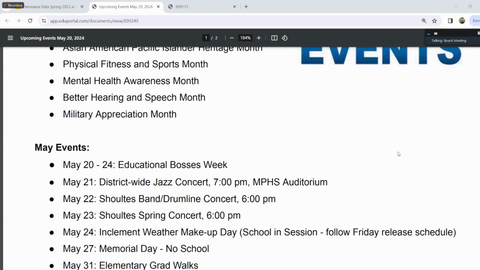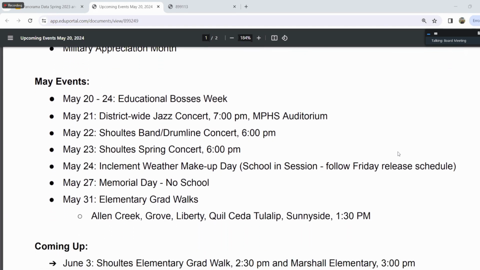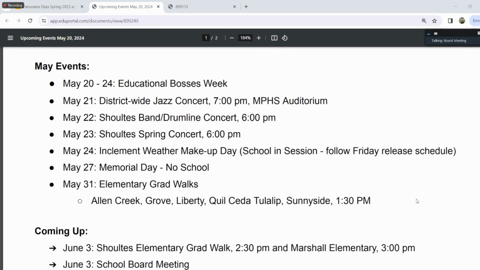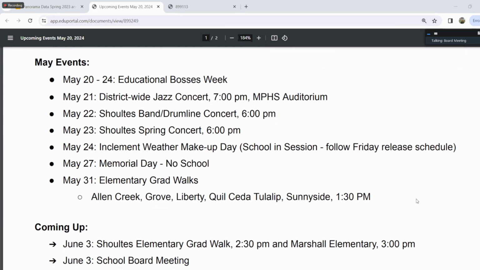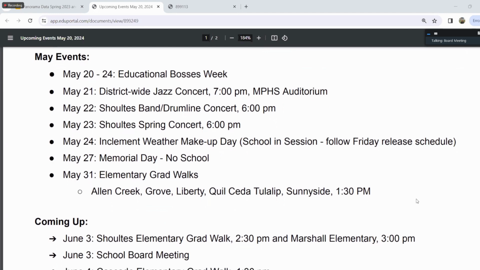I do want to remind everyone that this Friday, May 24th, is a makeup day for that inclement weather day that we lost back in January. So Friday is a school day. It's a school day for staff. It's a school day for our students, and we will follow the Friday early release schedule. No school on Memorial Day. And then lots of elementary grad walks coming your way. Those are pretty fun. If you can stop in and check them out, that would be great.